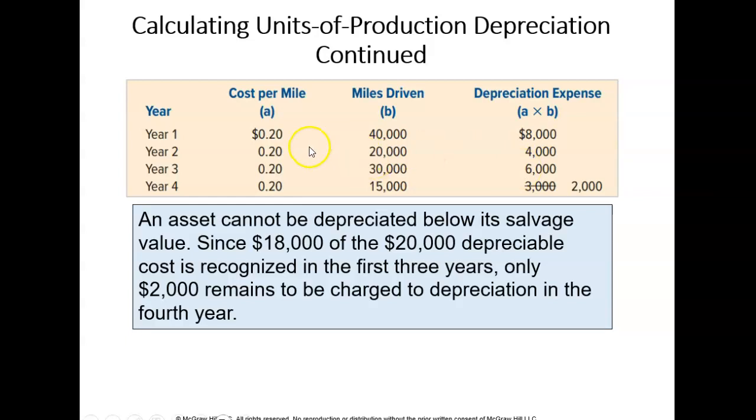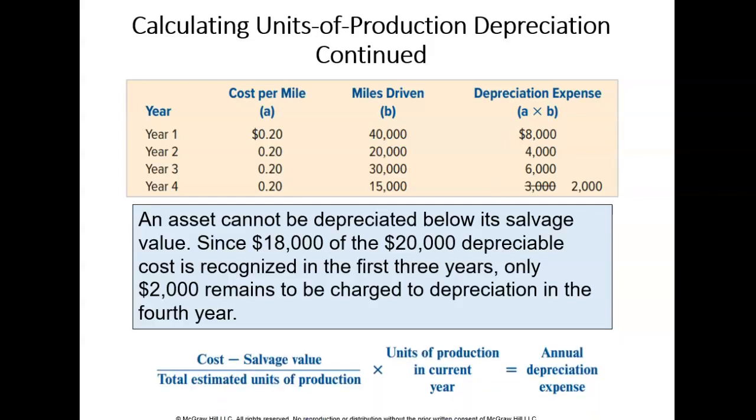At the end of year three, we've expensed so far a total of $18,000. So although in year four we drove the van 15,000 miles, which would give us 3,000 as expense, you cannot use that 3,000 because you only have 2,000 remaining in depreciable cost. Therefore, in year four, the expense recognized will only equal $2,000. No matter what method you use, straight line, double declining, units of production, you can never, ever go beyond the depreciable cost of that asset.